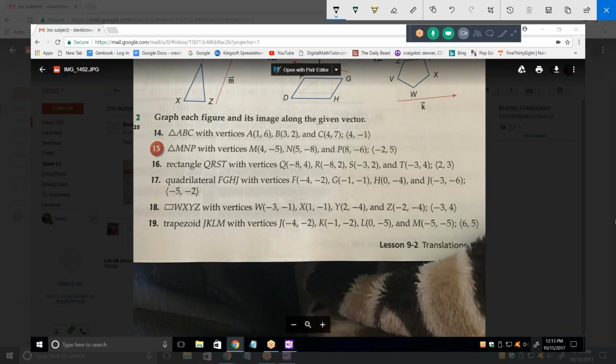What's M prime? It will be 2 and 0. What's N prime? It will be 3 and -3. And P prime? 6 and -1. And there you have it.